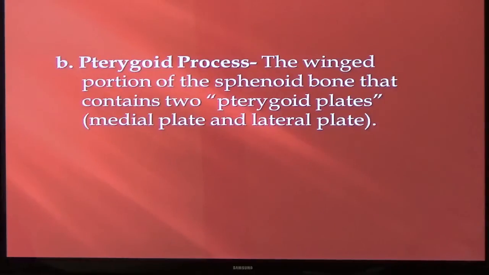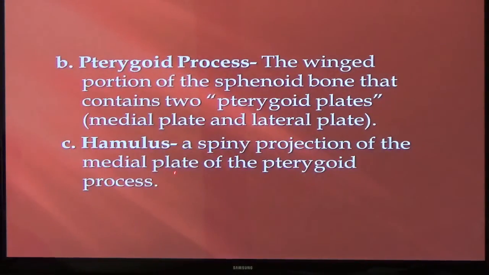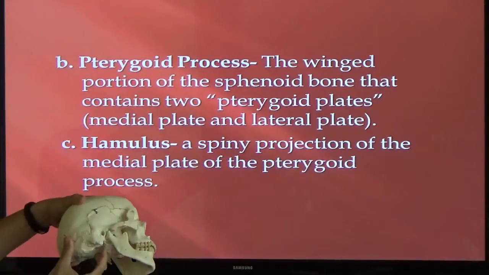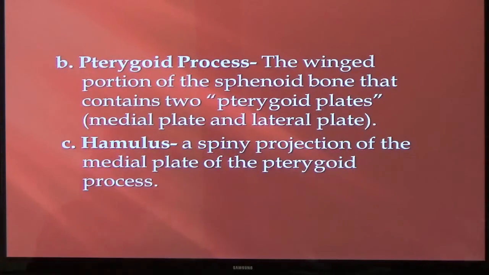Pterygoid process, the wing portion of the sphenoid bone contains two pterygoid plates. Again, we showed those on that one picture. Those are the open wings of the bat. Hamulus is the spiny portion that comes out, this little bone down here, and you don't really have to know too much about that, but again, it's just part of that sphenoid bone.